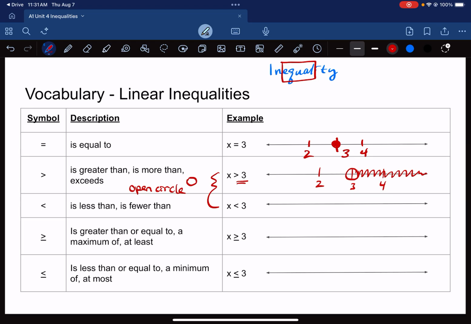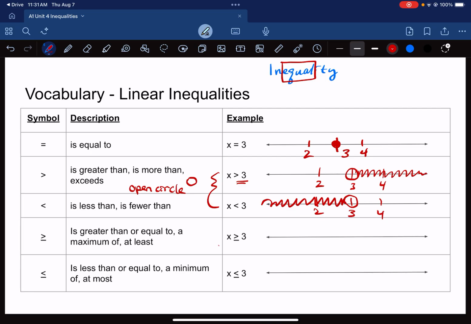So then for is less than, you're going to see the same type of thing, except what you're going to have is an open circle. And then is 2 less than 3? Yes, so I'm going to shade numbers to the left because they are less than 3.